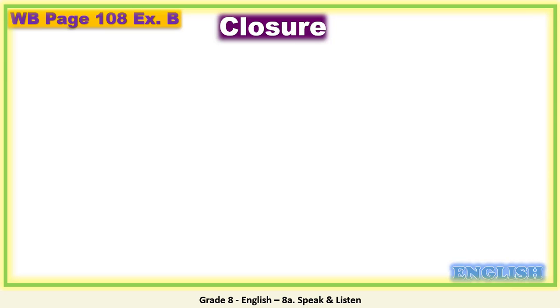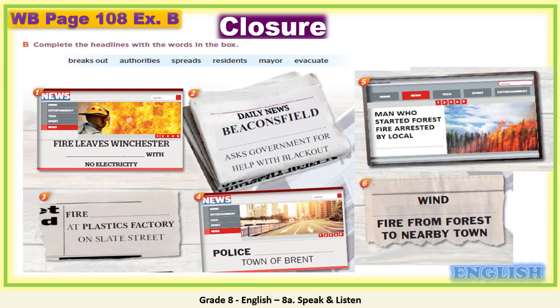Our closure today is an easy exercise on page 108 in your workbook. So please open your workbook, page 108, exercise B. Complete the headlines with the words in the box. So your job now is to try to complete the 6 headlines here from 1 to 6 with the words here in the box. Let's read the words together.